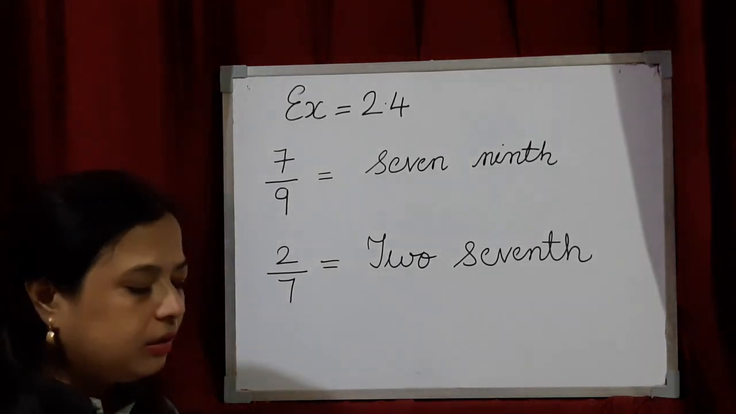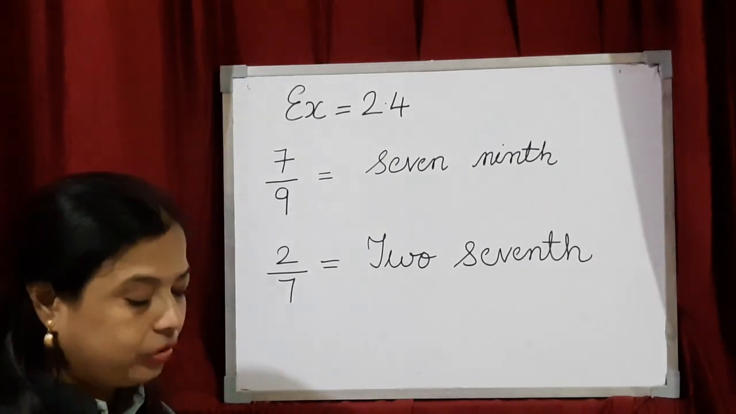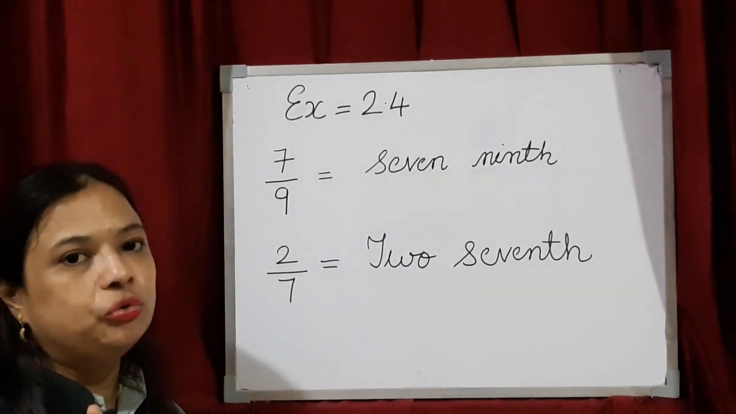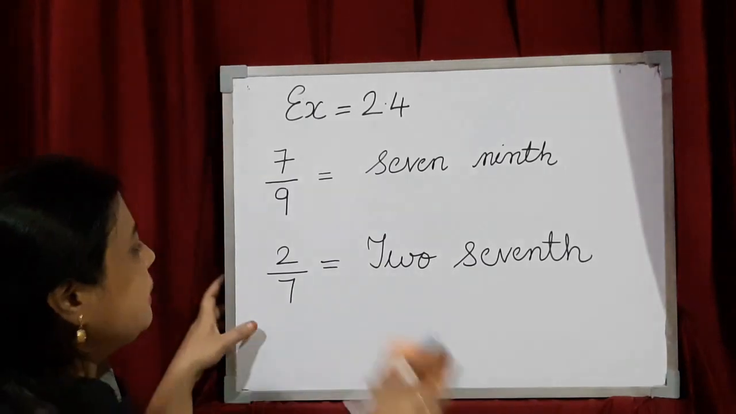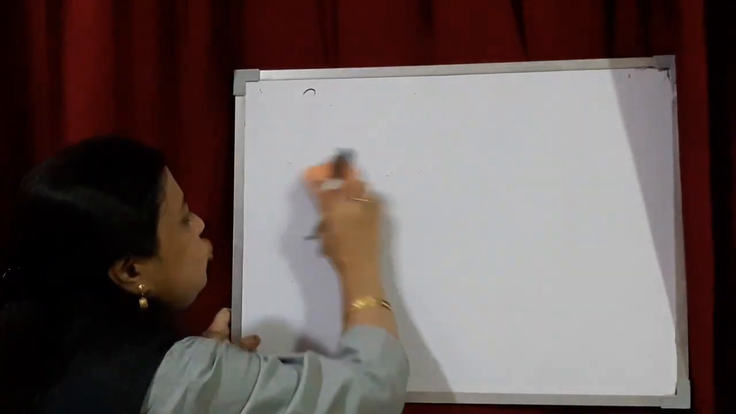Now, second question, what is given? Write the numerator, denominator and the fraction for the colored part in each. Okay, so here the figure is given to you, right? Suppose here one figure is given. I'll show you one.